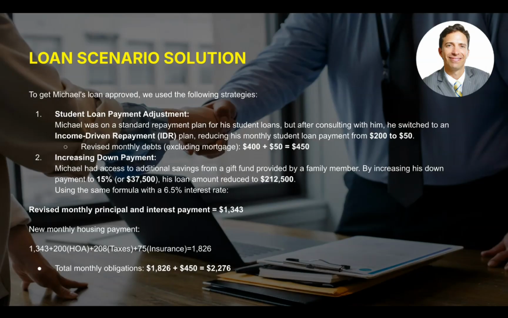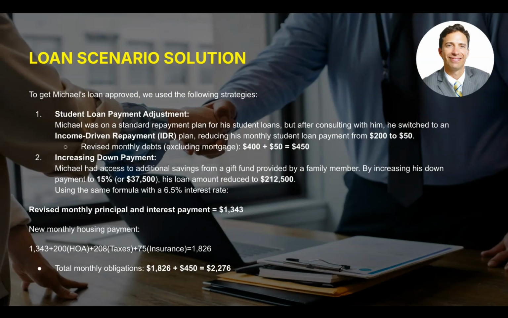Loan scenario solution. To get Michael's loan approved, we use the following strategies. Number one, student loan payment adjustment. Michael was on a standard repayment plan for his student loans, but after consulting with him, he switched to an income-driven repayment, or IDR, plan, reducing his monthly student loan payment from $200 to $50. Revised monthly debts, excluding mortgage, now are $400 plus $50, which equals $450 instead of $600, which was what he had before.